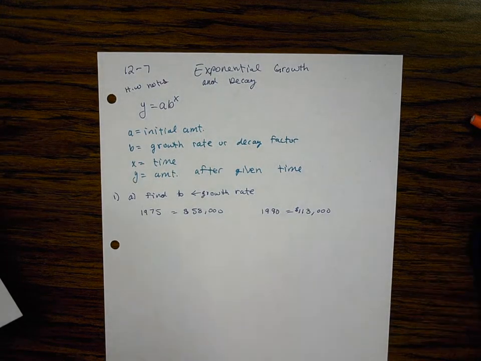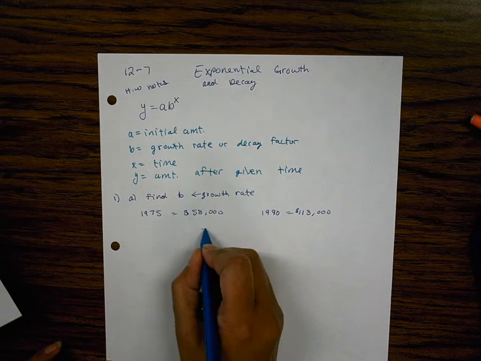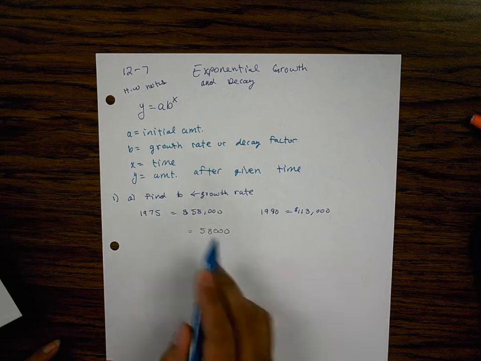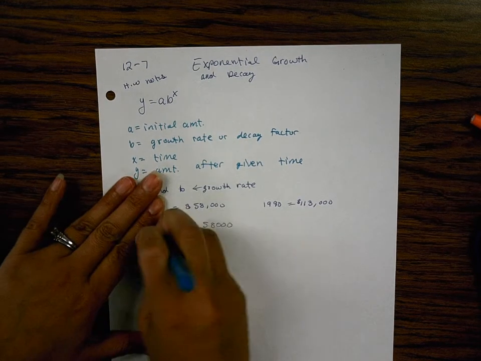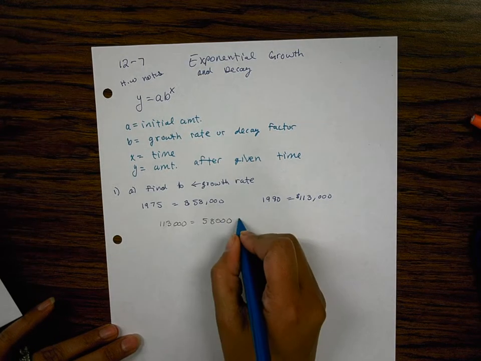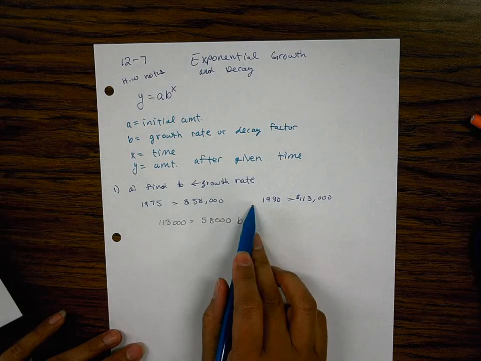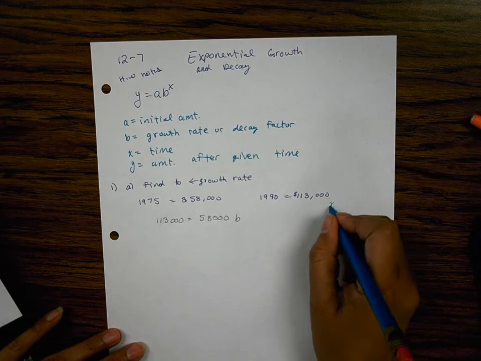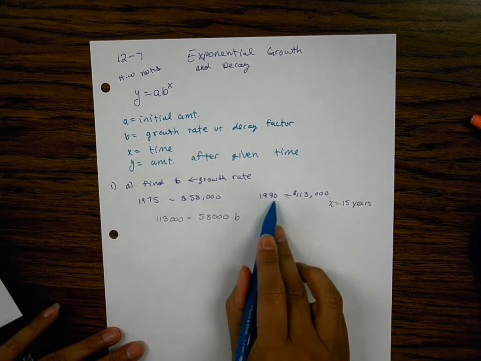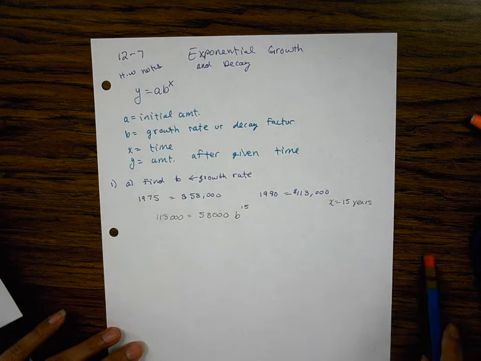Okay, so we plug it in here. A being the initial amount, that's the $58,000. Y being the ending amount after given time, that's $113,000. B is what we don't know, that's what we're looking for. After the given time, from 1975 to 1990, x is 15 years. It doesn't say it, but we can count between 1975 and 1990. So to the 15th power. And we're solving for b.